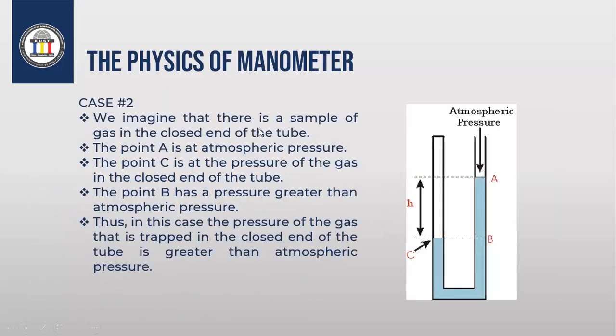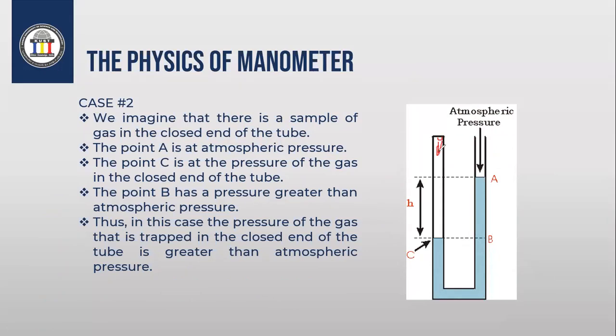Case two: now we imagine that there is a sample of gas in the closed end of the tube. This one is open to the atmosphere pressure. The second one is closed, but not just closed. We will suppose there is a sample of gas. So let me show it here. This is a sample of gas, pushing on that side.